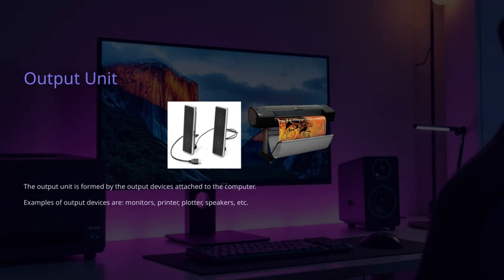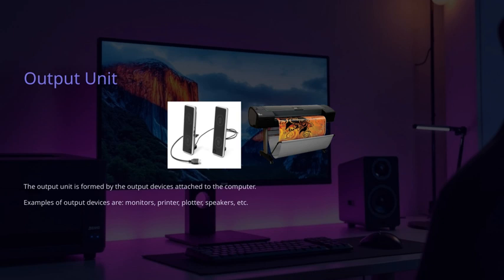These devices are crucial because they complete the communication cycle between the computer and the user. Without them, it would be impossible to see, hear, or otherwise perceive the results of the computer's processing. So, the output unit is essentially the final stage where the computer's work is made visible or audible to us.